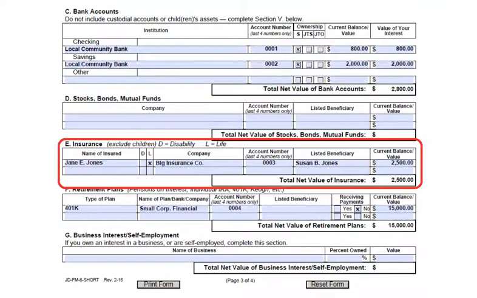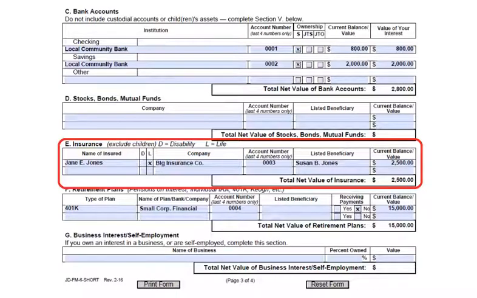Part E is where you will enter information regarding life and disability insurance policies. Do not include insurance policies that cover your children. In the first column labeled Name of Insured, enter the name of the individual covered by the policy. Check the appropriate box to indicate if it is a life or disability insurance policy. In the column labeled Company, enter the name of the insurance company that holds the policy.